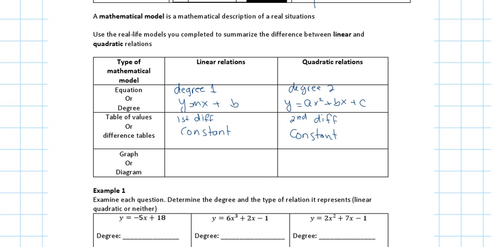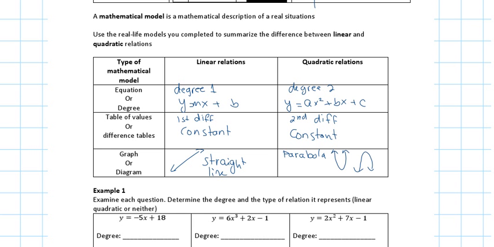What do we know about the graph of a linear function? How would it look? Straight line. So it's going to be a straight line. How about for the quadratic? Parabola. Okay? So you should be able to tell me if it's linear or quadratic by looking at the equation, or by looking at the table of values, or by looking at the graph. That's today's lesson.